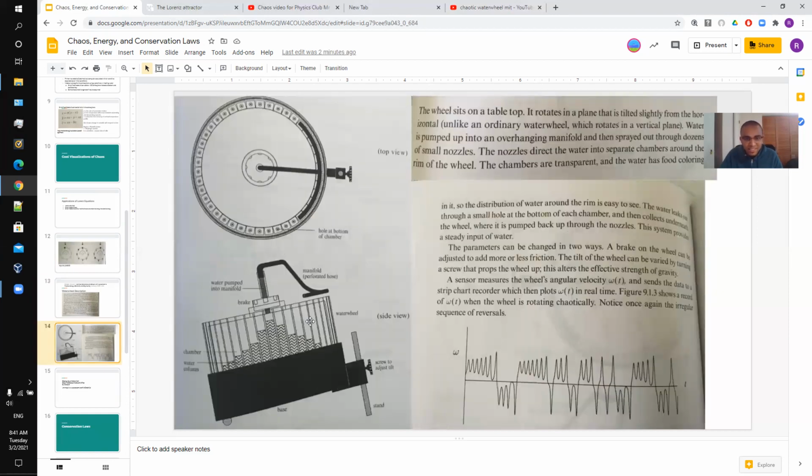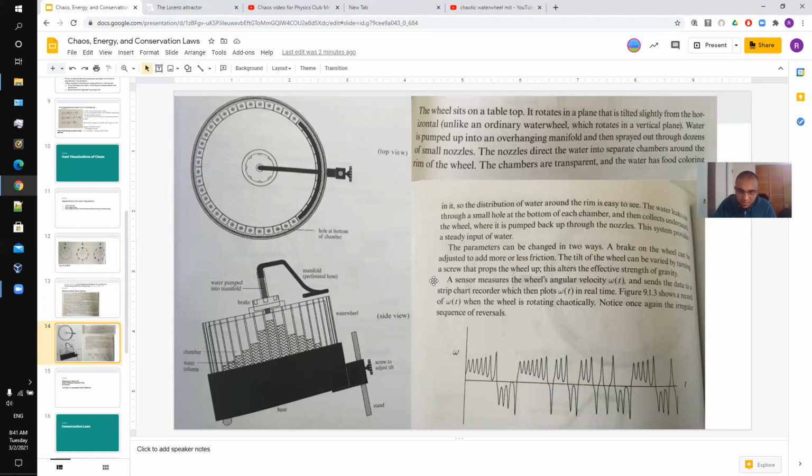So here's the same water wheel, a slightly more advanced setup. You can see it's sitting on a tabletop and it's tilted, and the nozzles will direct the water into separate chambers. There's a lot of information about it here, so let's skip to this paragraph. A sensor will measure the angular velocity and send data to a strip chart recorder, which will plot the angular velocity in time. And so you can see it rotating chaotically. You can see this really cool plot of time against angular velocity, and we see the different reversals and the unpredictable behavior here.